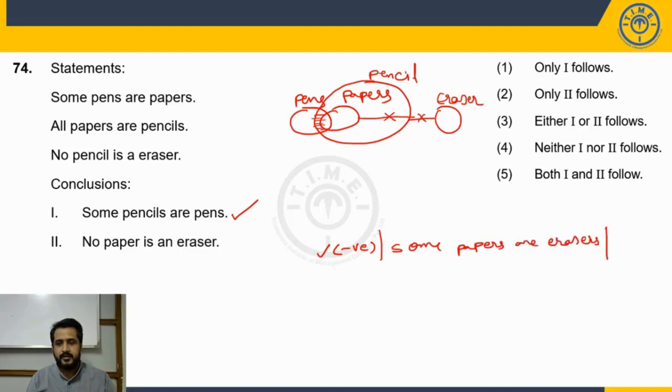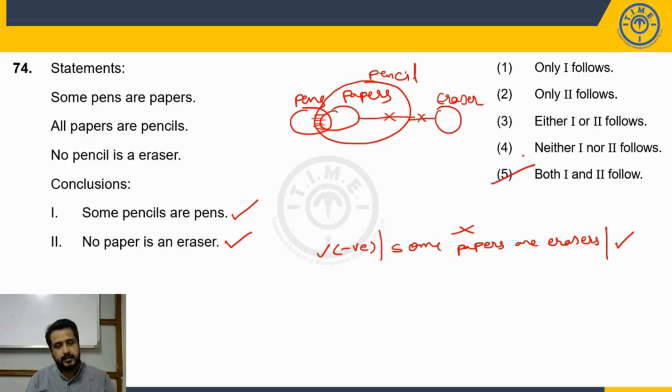When we drew the basic diagram, we had already confirmed that between papers and eraser there should not be any relation, because no pencil is an eraser and papers are within the pencil. So this relationship cannot be formed. So the negative which was true in the basic diagram remains true in all the cases. So the second conclusion also follows. So both 1 and 2 follow. Choice 1.